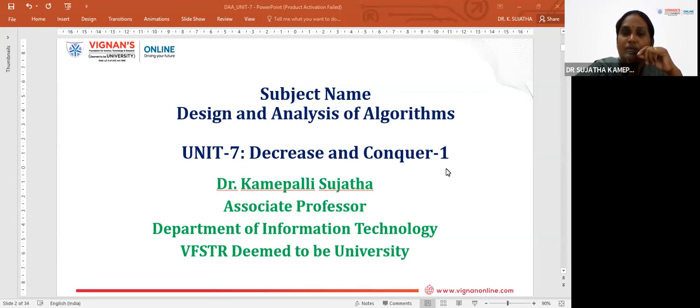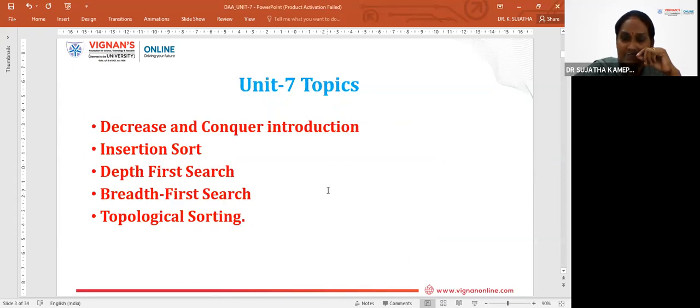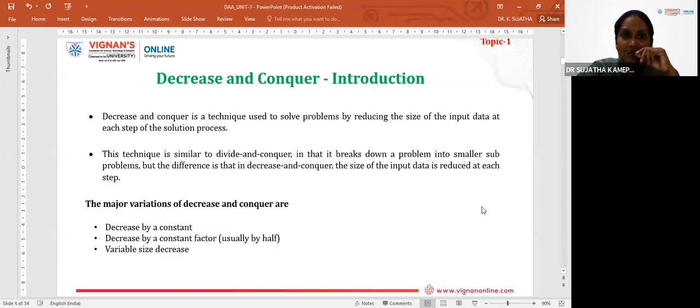In this session, we are going to discuss the decrease and conquer algorithm design strategy, which belongs to module 7. In this module, we are going to discuss decrease and conquer introduction, insertion sort, depth first search, breadth first search, and topological sorting. As part of today's session, we are going to see the introduction to the decrease and conquer algorithm design strategy.